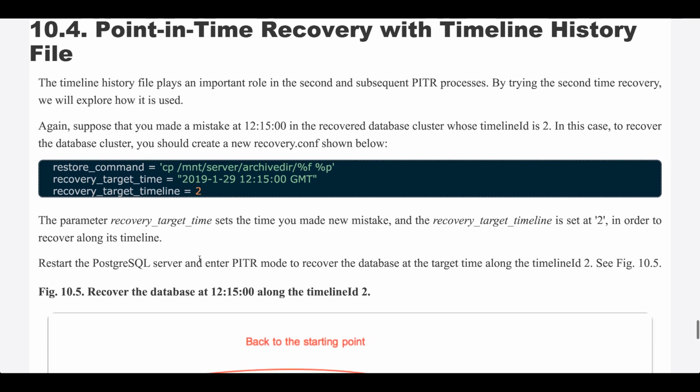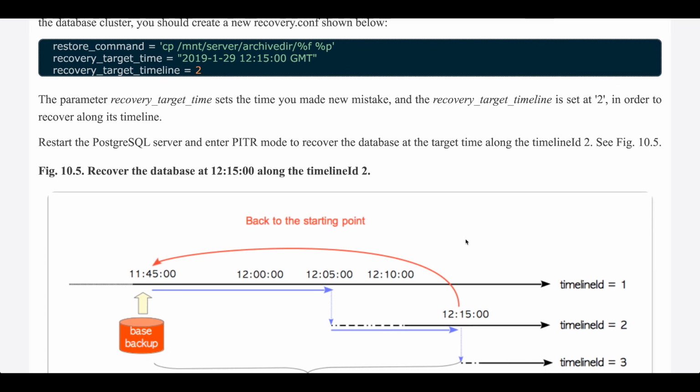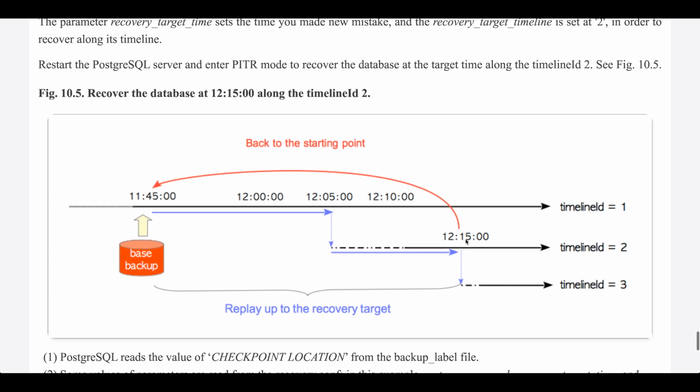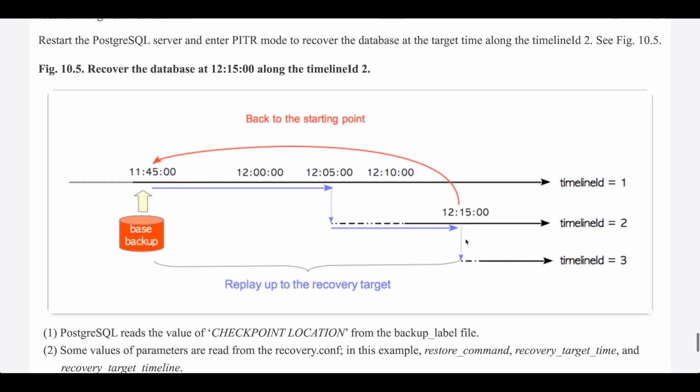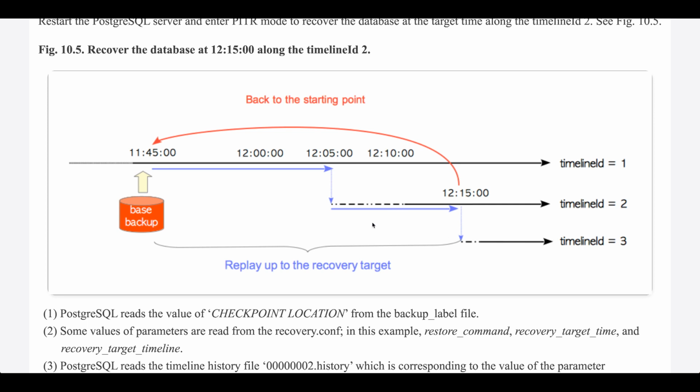The parameter recovery_target_time sets the time you made the new mistake, and recovery_target_timeline is set to 2 in order to recover along its timeline. Restart the Postgres server and enter PITR mode to recover the database at the target time along the timeline ID 2. See figure 10.5.